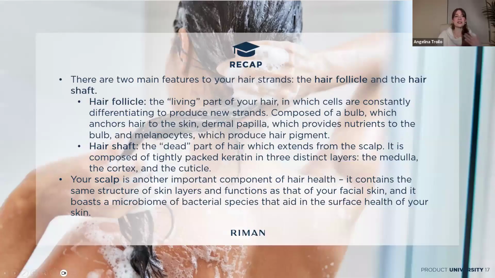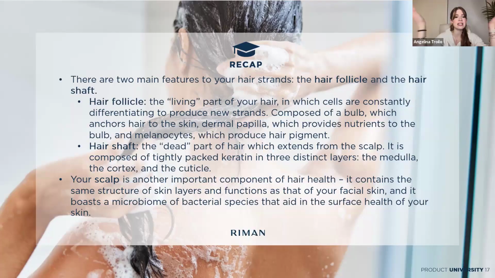All right. So that was it. Let's do a recap because I know that was so much information. Again, there are 2 main features of your hair. Your hair follicle is that living part of your hair. It's composed of differentiating cells that form essentially that keratin thread. It has the bulb that anchors the hair, your dermal papilla, which gives oxygen, blood and nutrients to the hair that's essentially growing, and the melanocytes, which are the cell types that create melanin, or pigment, that is then deposited into the cortex to give you your characteristic hair color.